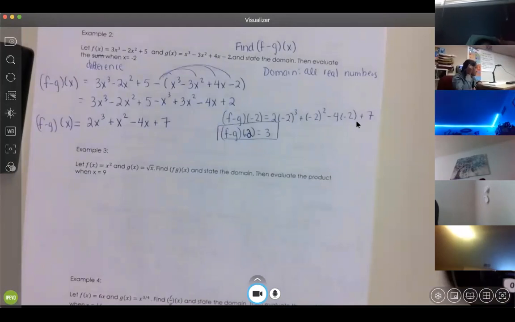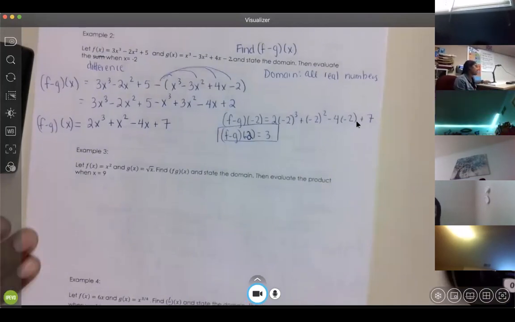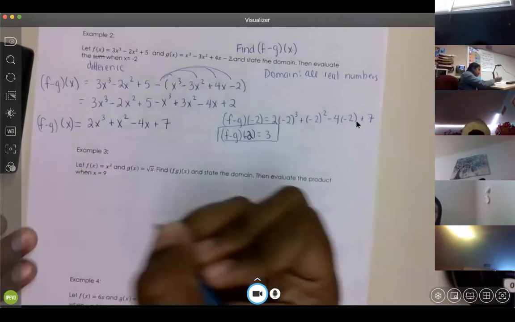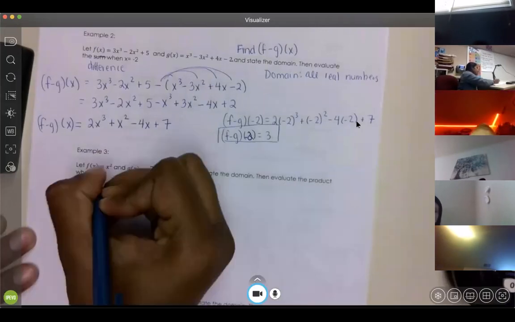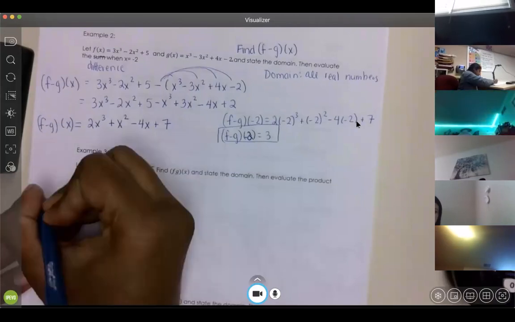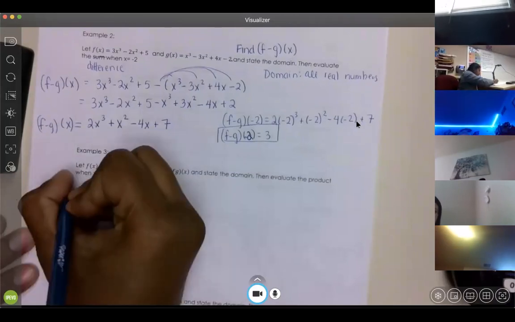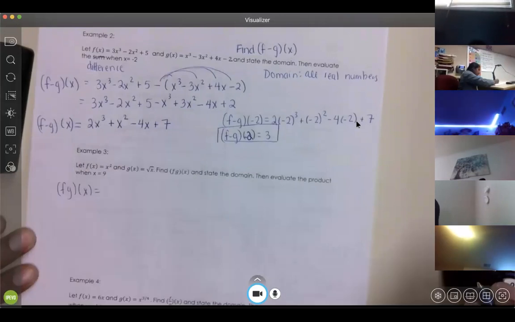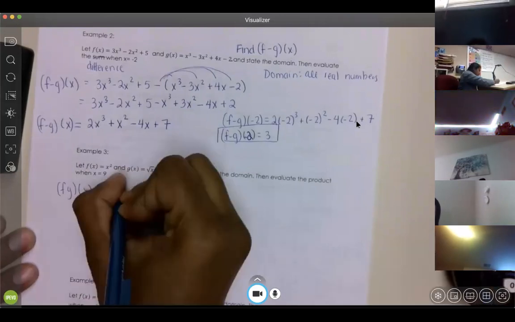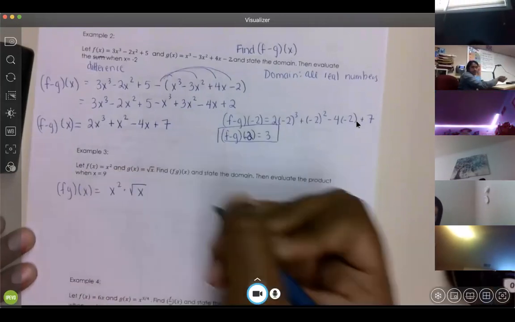All right, let's look at example 3. Let f of x equal x squared and g of x equal square root of x. Find f times g of x and state the domain. Then evaluate the product when x equals 9. So we're going to multiply f times g of x. So that's x squared times square root of x.